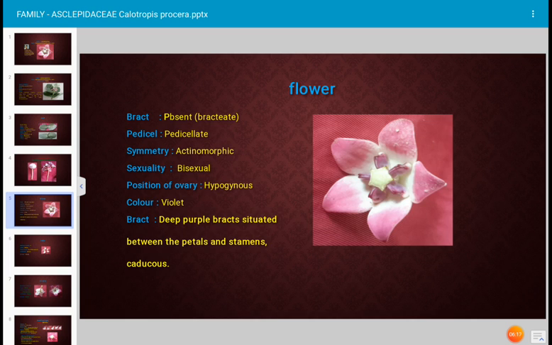The sexuality of the flower in Calotropis procera is bisexual. That means the gynoecium as well as androecium are present in the flower. Such a flower is described as a bisexual or hermaphrodite flower. How is the position of the ovary? The ovary is hypogynous. Hypogynous ovary means superior ovary. That means the floral parts originate from the base of the ovary.